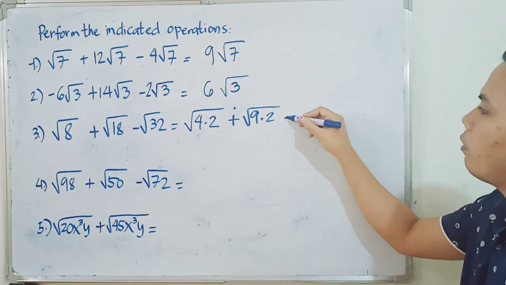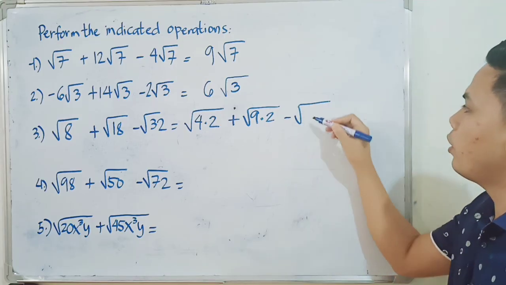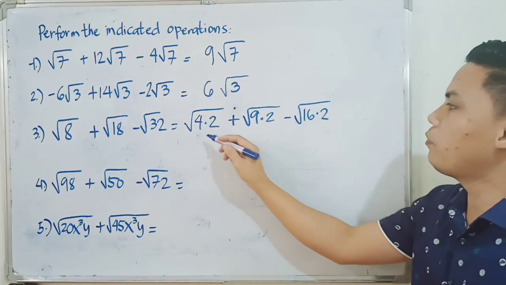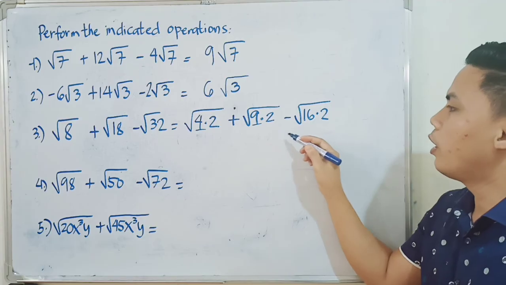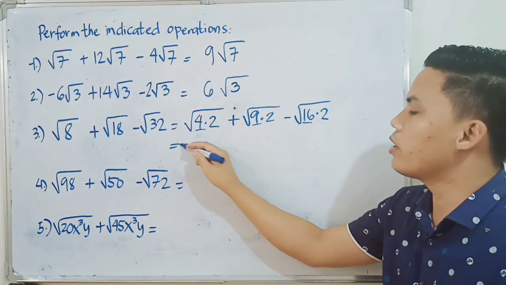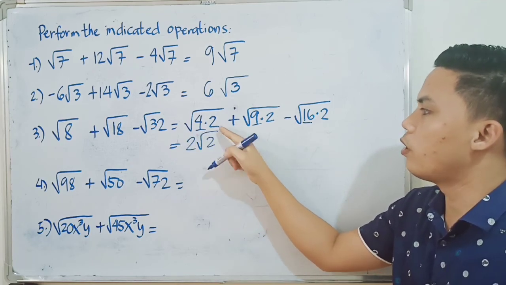And lastly, we have negative square root of 32. The factors are 16 times 2. So yung mga perfect squares natin, we have 4, 9, and 16. So i-extract lang natin sila. Square root of 4 is 2. So matitira yung 2 sa loob.